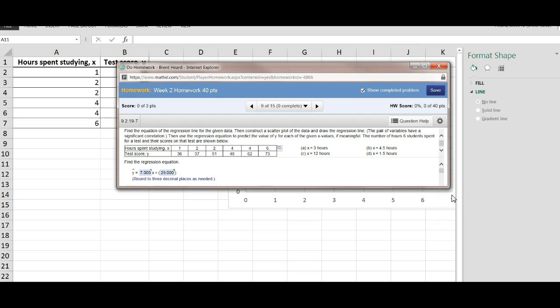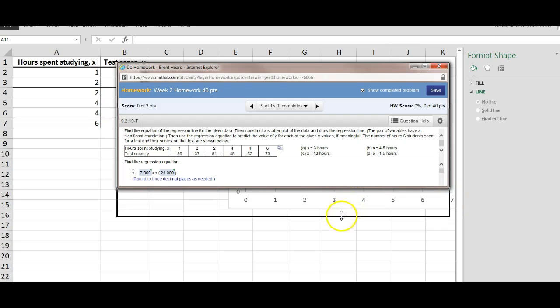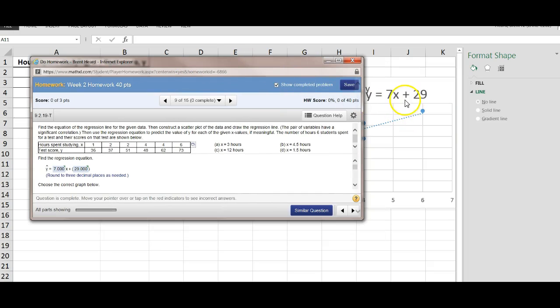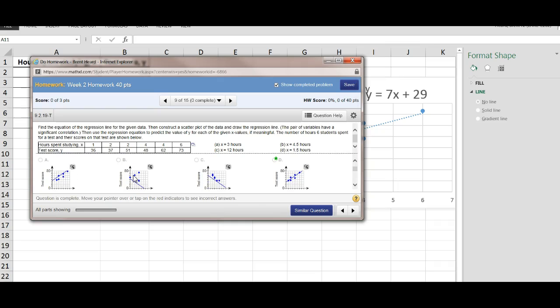I've already answered this here, but I want you to notice, I know it's correct because I did it right here: 7x plus 29, 7.000 times x plus 29.000. And you say, Brent, why are all the zeros there? Well, it says to round to three decimal places, and even if they're whole numbers, you've got to get those decimals in there. Now it says, choose the correct graph.